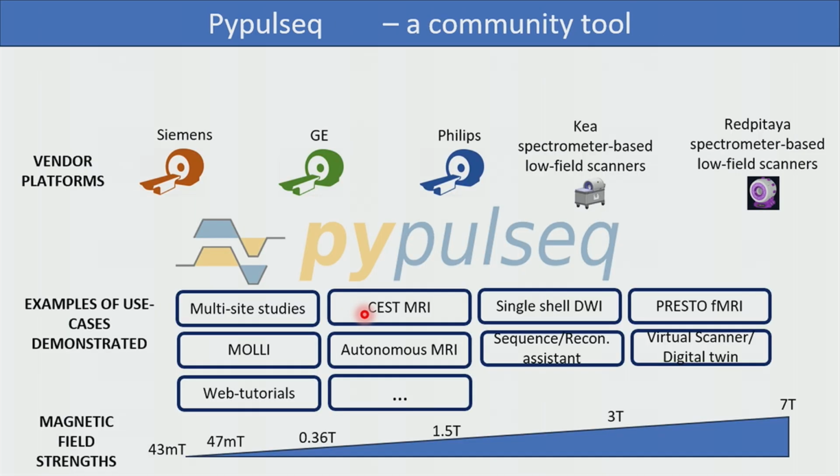And then, continuing on with PyPulseSeq, it's been implemented on the range of vendors in MRI. Right now, your big three, and then a few of the lower field options coming up. So they've gone all the way from 7T down to really low field. And then they have a number of use cases that could be interesting for your particular application, right? Multi-site studies, DTI, things like that. All right.